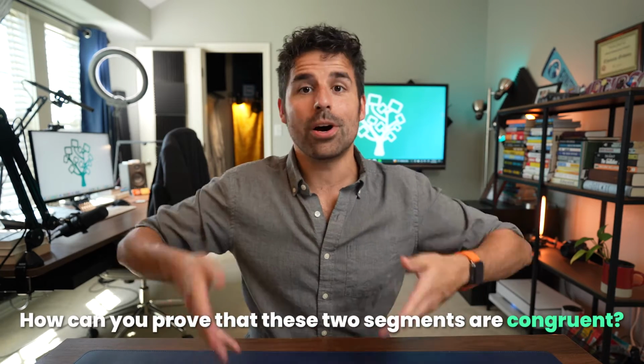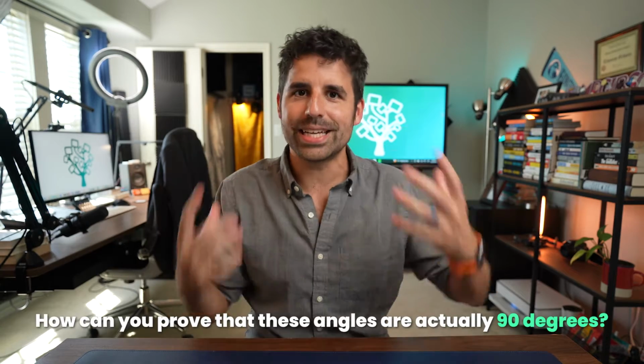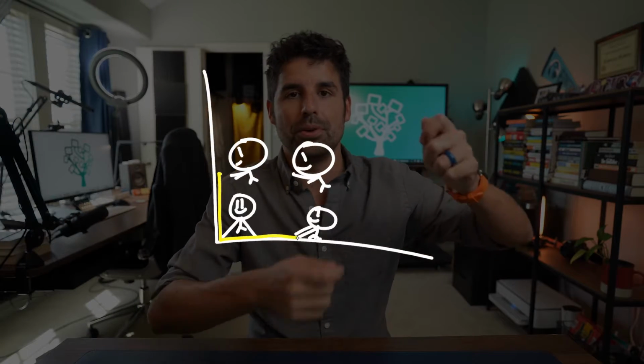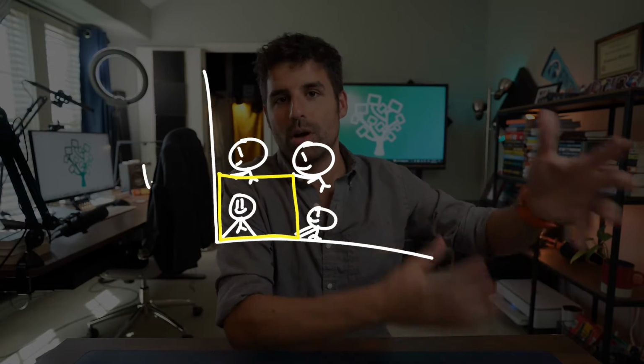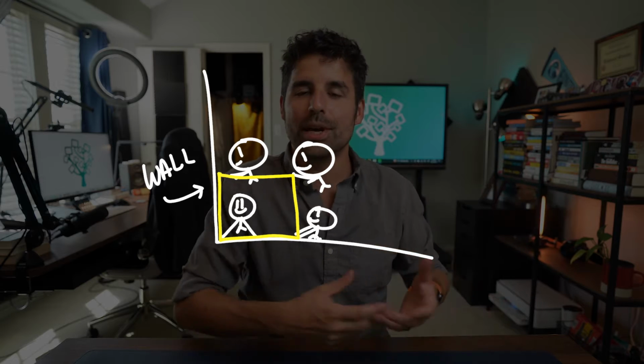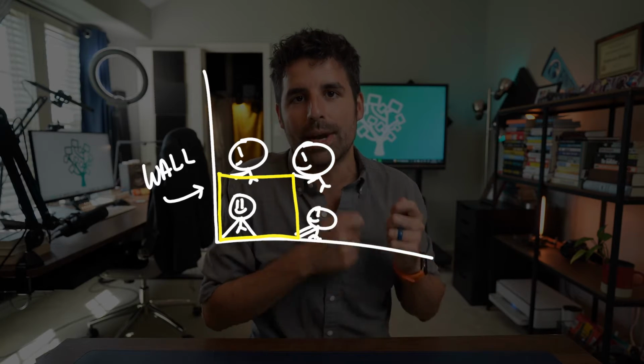And so you can ask questions like, how do you know that that's a square? How can you prove that these 2 segments are congruent? How can you prove that these angles are actually 90 degrees? You kind of get to play the role of a toddler that just keeps asking why or how do you know that? Students may justify their statement that it's a 90-degree angle by putting it up to the corner of a wall and showing like, well, if we can assume that this wall is 90 degrees, then that means this angle is also 90 degrees.